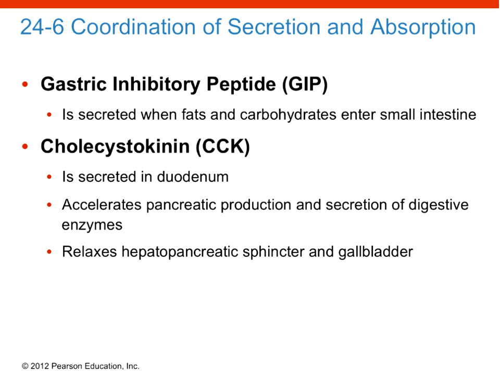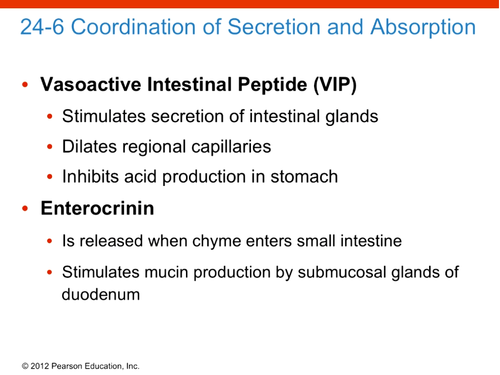Gastric inhibitory peptide is secreted when fats and carbohydrates enter the small intestine. CCK, secreted in the duodenum, accelerates the production and secretion of digestive enzymes from the pancreas, including that bile. That bile is going to come through what we call a hepatopancreatic sphincter, so it helps to relax that sphincter and relax the sphincters of the gallbladder in order to bring that bile in along with pancreatic lipase.